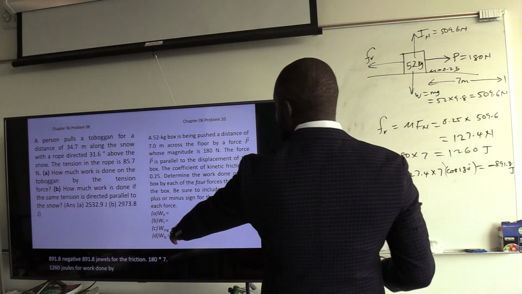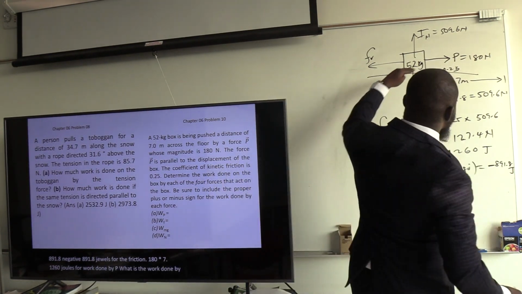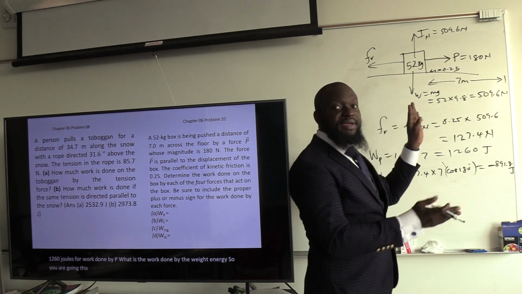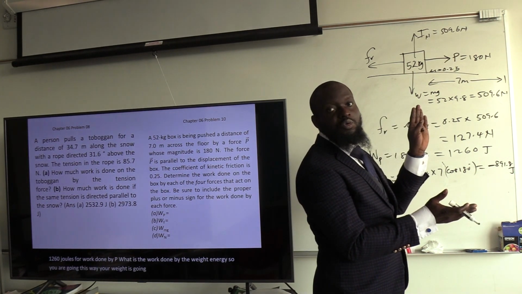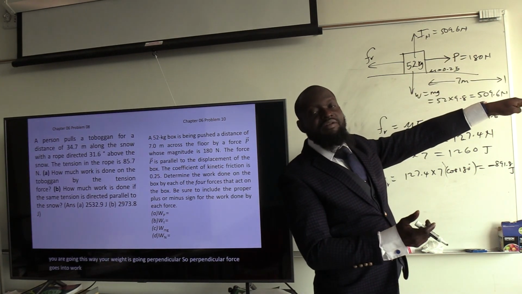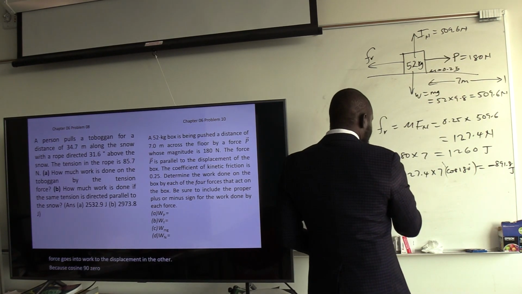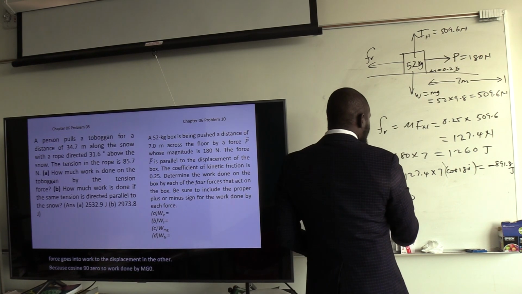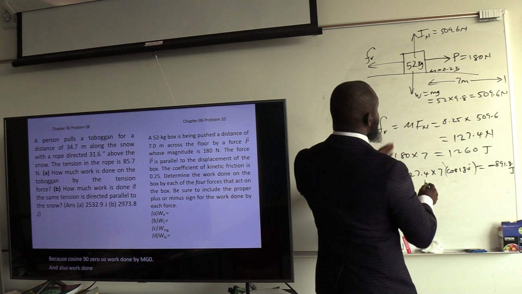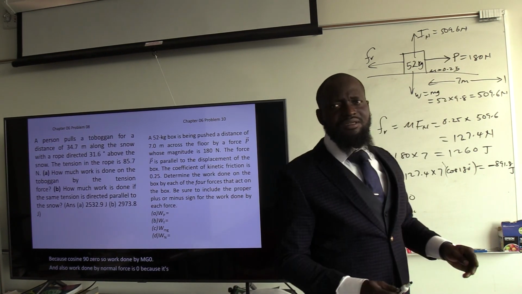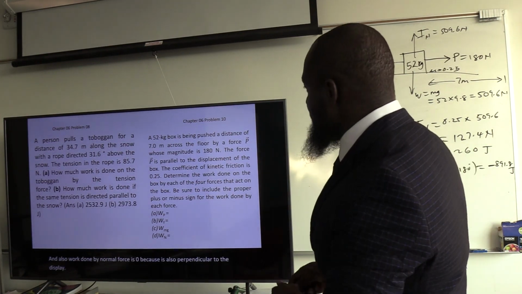What is the work done by the weight, mg? So you are going this way, your weight is going perpendicular. So a perpendicular force doesn't do work for a displacement in the other direction because cosine 90 is 0. So work done by mg is 0. And also work done by the normal force is 0 because it's also perpendicular to the displacement. Is that okay? And that solves the last problem for this.